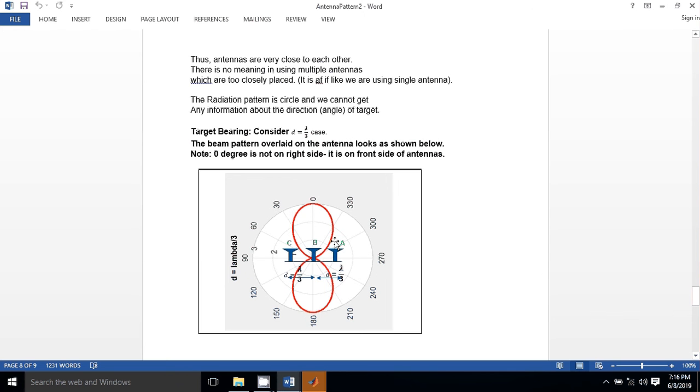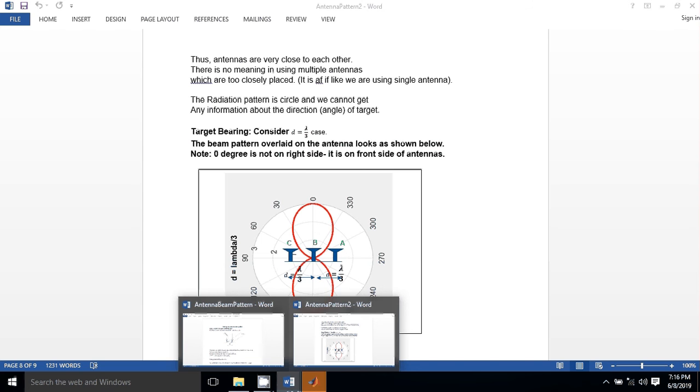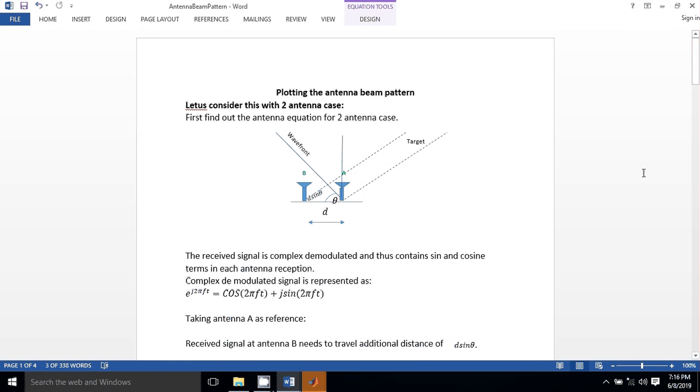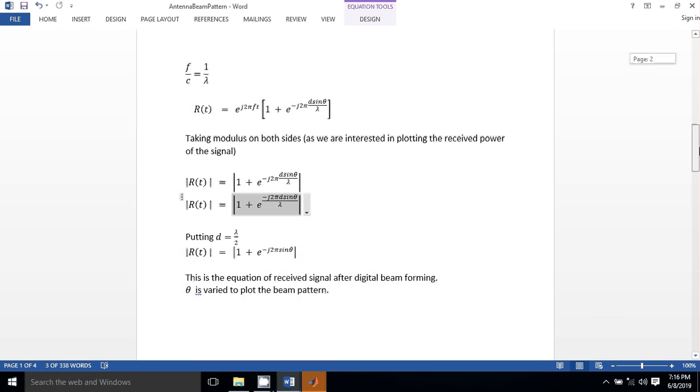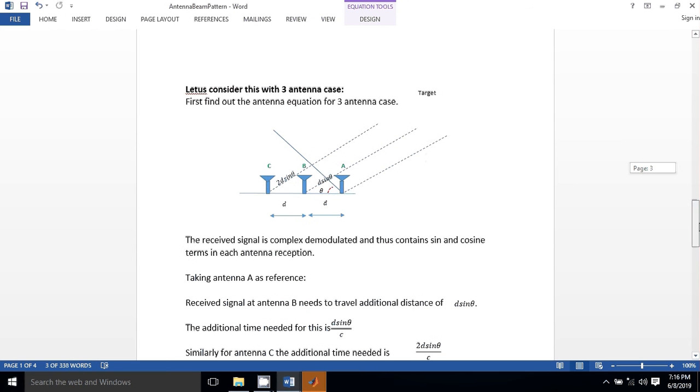If you can see, this is for the 3 element case. So in this case, we are using d equal to lambda by 3. So basically, this is the 0 degree direction, and we are getting this. Now, whatever we were seeing is for the 2 element case. Similarly, if we go for the 3 element case, I already have the equations here. So in the 3 element case, we have 3 elements of antennas.